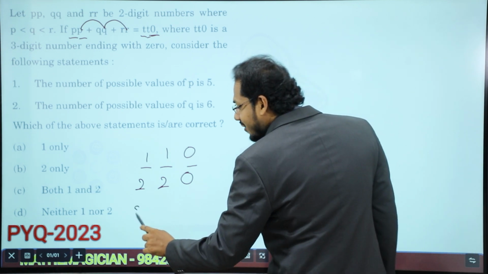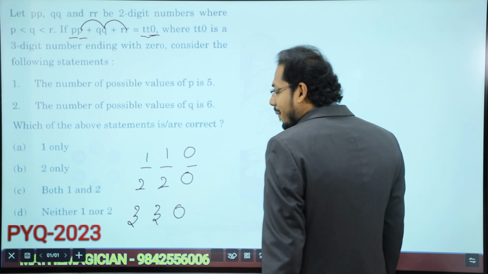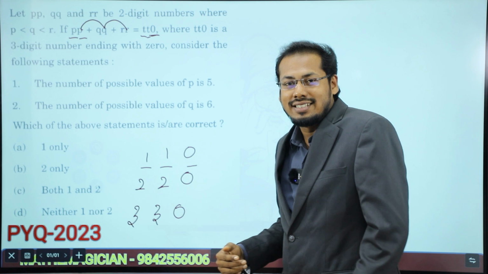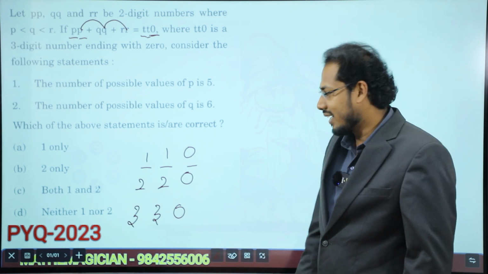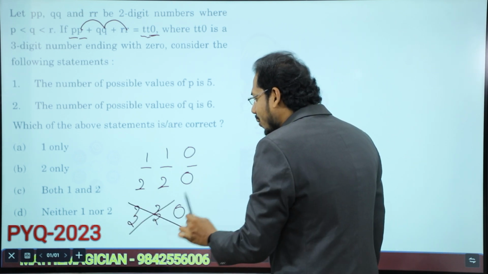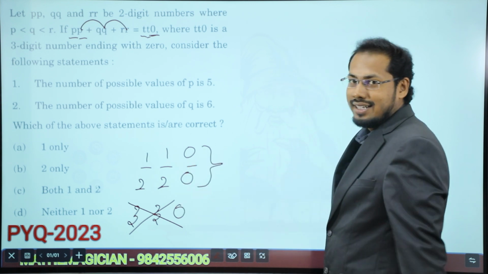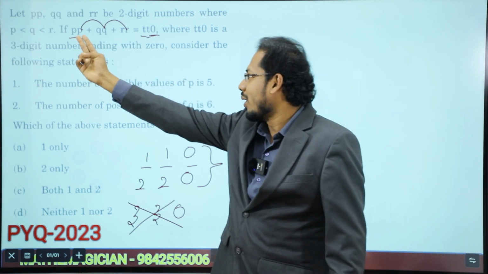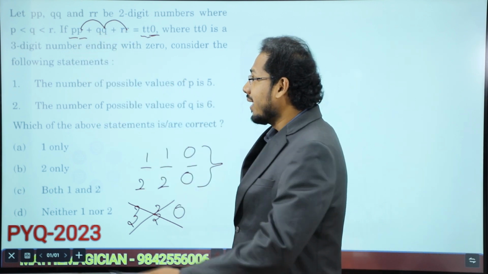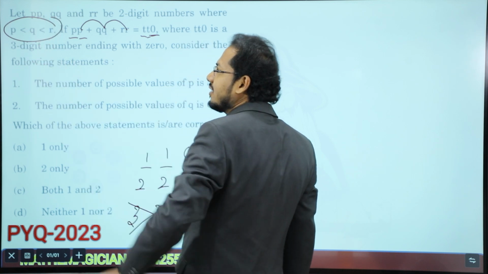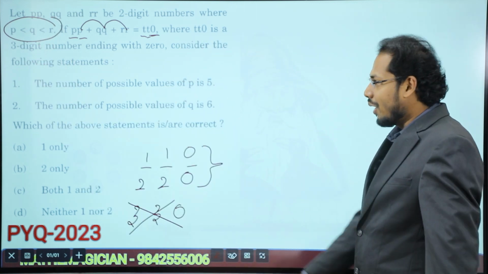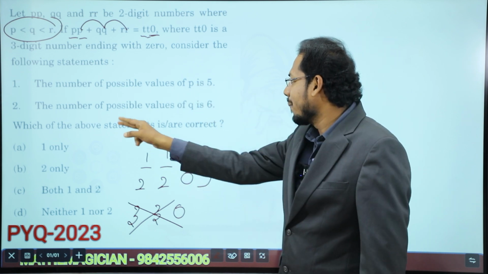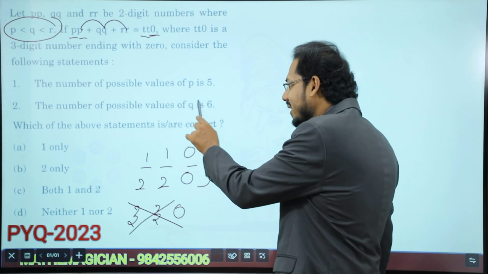There is no chance for 330, because we are taking a single number, and that does not give 330, correct? So this is not possible here. So only 2 options. Please check, write some numbers, same numbers 1, 1, 2, 2, 3, 3, you can write like this, but with this condition, P is less than Q and less than R. Now, there are 2 statements: the number of possible values of P is 5, the number of possible values of Q is 6. I will come here later.